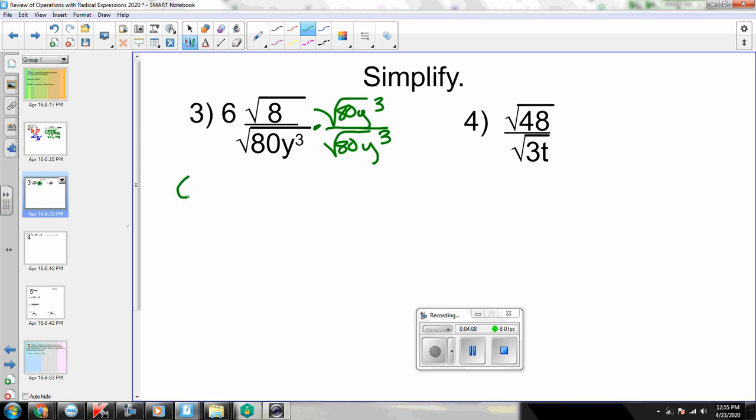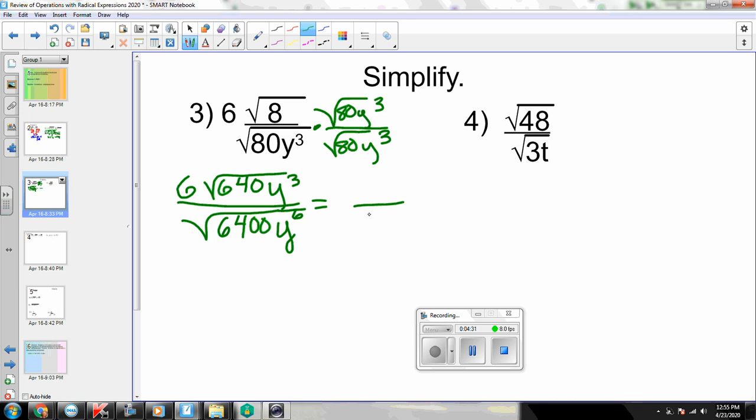When I do that, I'll get 6 radical, let's see, 8 times 80 is 640, and then I'll have y to the 3rd. In the denominator, I'll have the square root of 80 times 80, which is 6,400. Y to the 3rd times y to the 3rd is y to the 6th. Then I could take the square root of 6,400. Well, the square root of 64 is 8, so this would be 80. The square root of y to the 6th would be y to the 3rd.